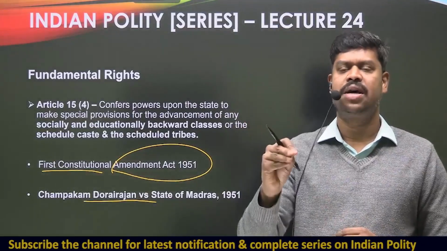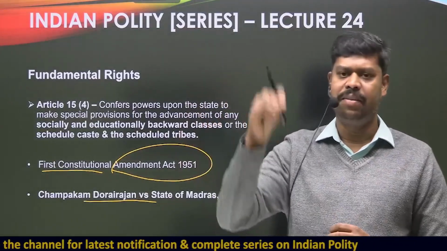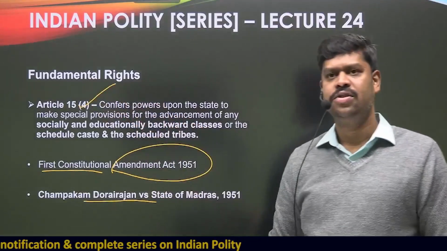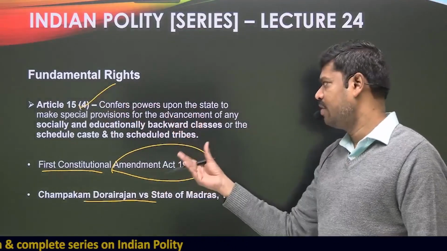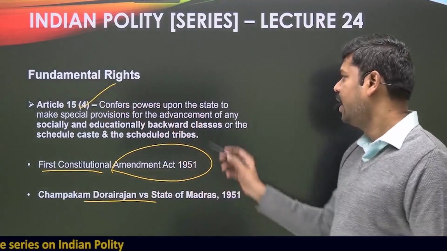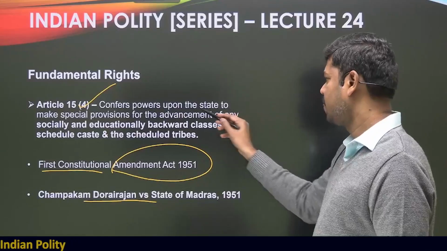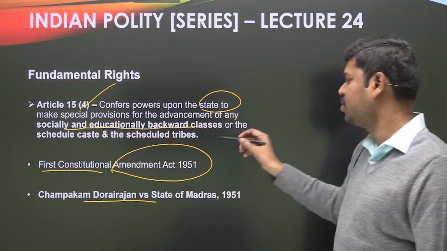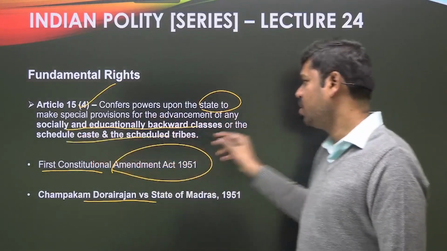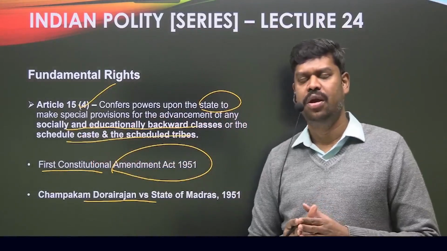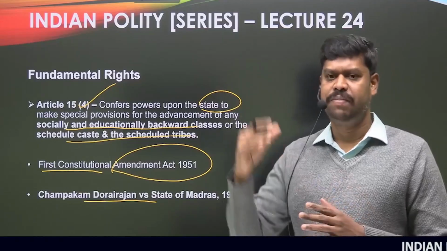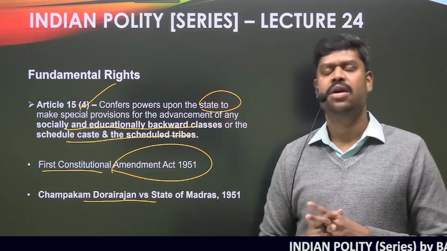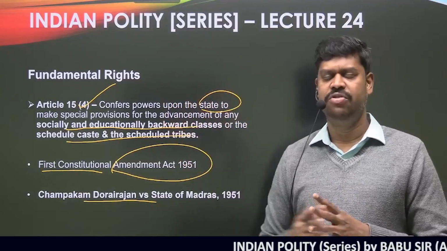So after the Champakam Dorairajan case, the Parliament amended the Constitution and inserted what is called Article 15 Clause 4. Now with this background knowledge, if you read Article 15 Clause 4, you will understand. It confers powers upon the state to make special provisions for the advancement of the socially and educationally backward classes and the scheduled caste and the scheduled tribe. As per the Constitution, it is for the President of India to come out with a list of scheduled caste and scheduled tribe. Similarly, the President can also come out with a list of the backward classes.